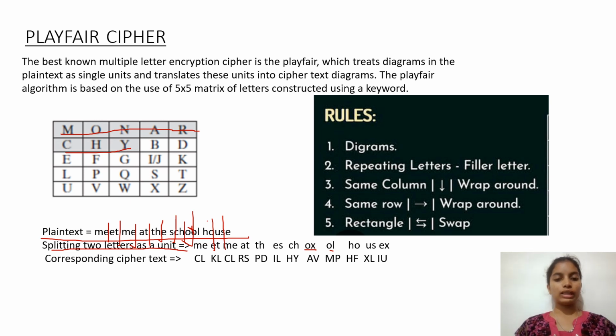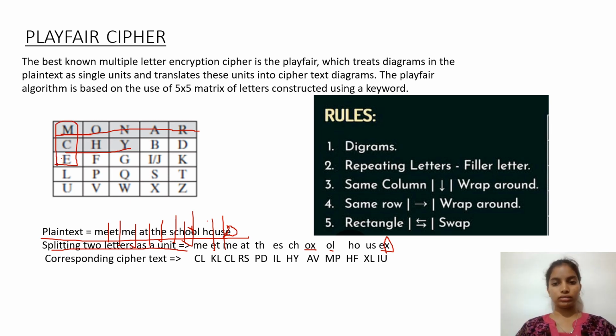Then here only E is left at the last. So you have to add the filler letter X, combining to give EX. Then how to write the corresponding cipher? First, that is M and E. You have to check in the matrix where M and E lie. M and E lie in the same column.